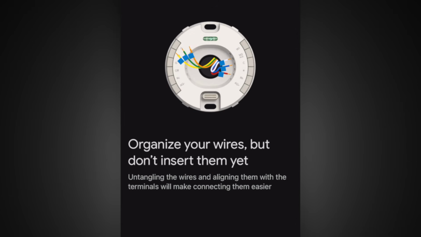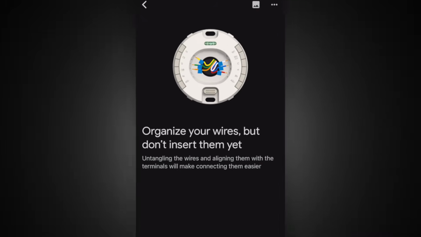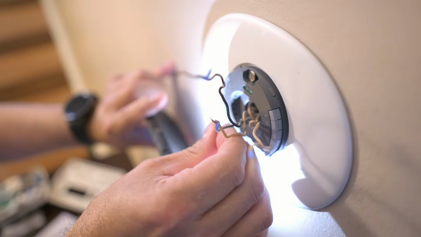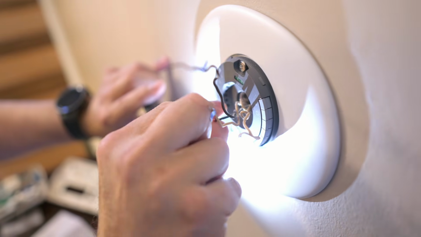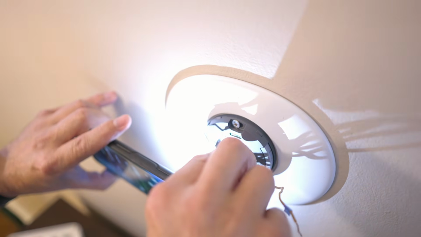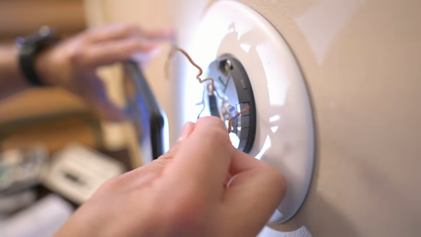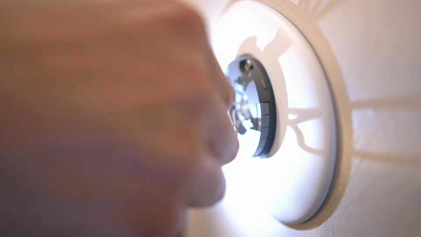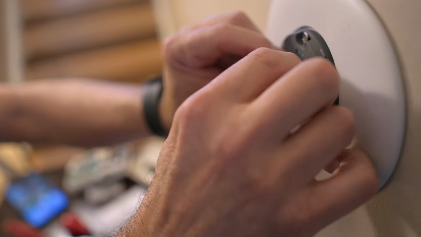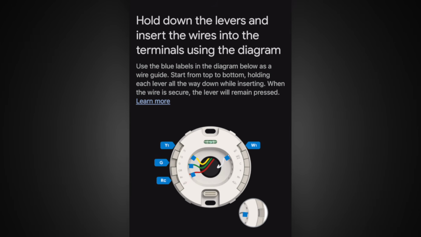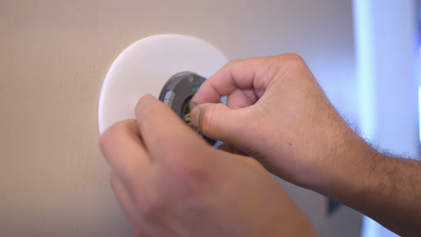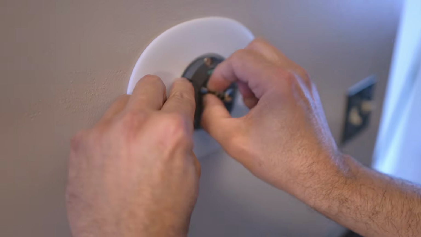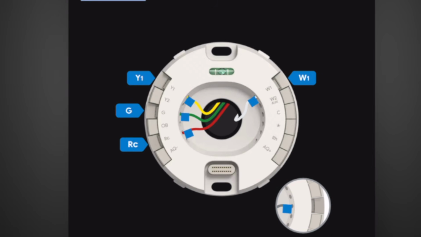Organize your wires next to their associated label, but don't insert them yet. RC goes there, Y goes there, and G goes, W goes there. Okay. Now, we will go ahead and insert the wires. Hold down the lever labeled for the correct wire and insert the wire from the inside. Repeat for each wire. G.